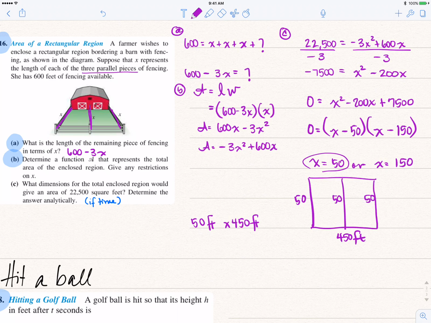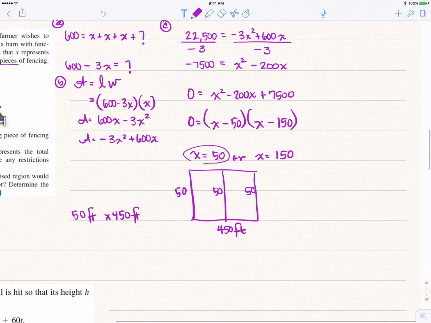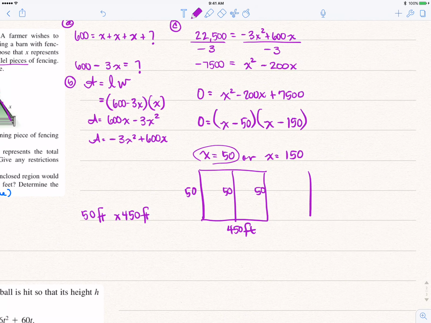total enclosed region. And then option number 2 is that I could use the second one, which was the 150. And if those 3 pieces are each 150, that only leaves me with 50 units here. So that would be a 150-foot yard by a 50-foot yard.